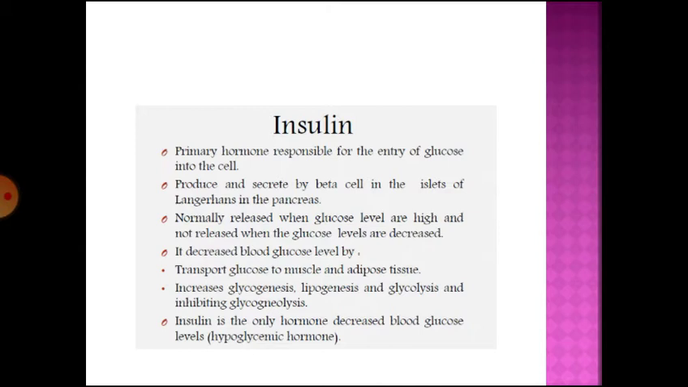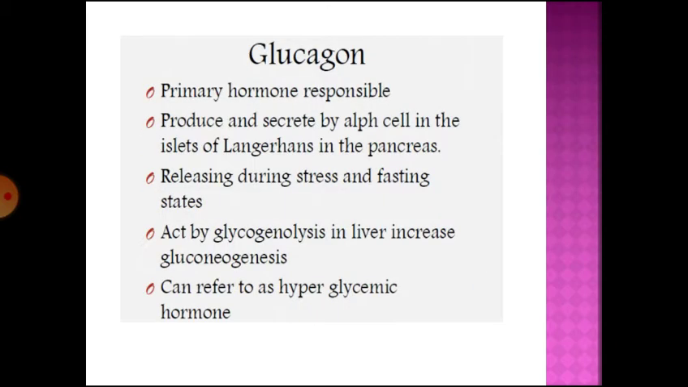It decreases blood glucose level. The actions of insulin in lowering blood glucose are to transport glucose to the muscle and adipose tissue, increase glycogenesis, lipogenesis, and glycolysis, and inhibit gluconeogenesis. Insulin is the only hormone that decreases blood glucose level, also called the hypoglycemic hormone.